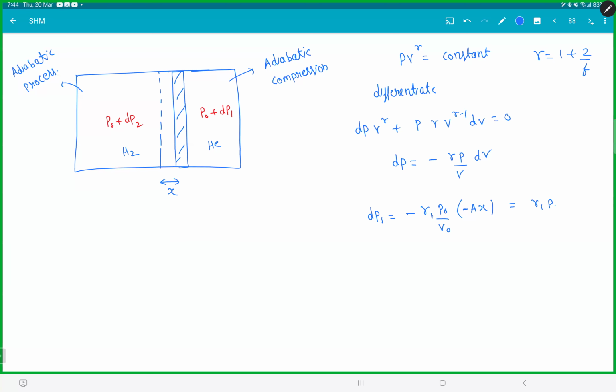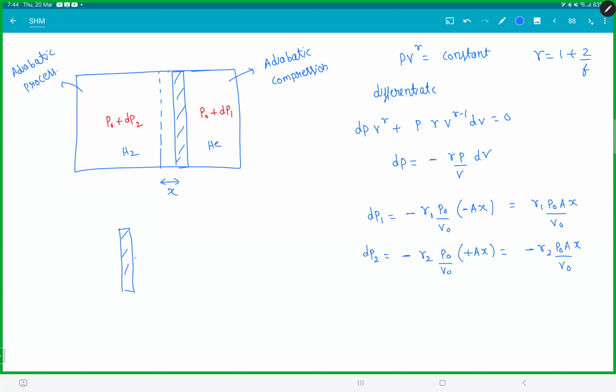So you got positive P naught A x by V naught. Similarly, dP2 will be minus gamma 2 P naught by V naught. Here the volume increases, so plus A x. Therefore dP2 is negative. So mathematically assume it is always positive, let science take care of it. Now draw the FBD of the piston.